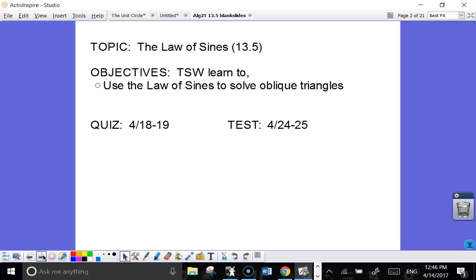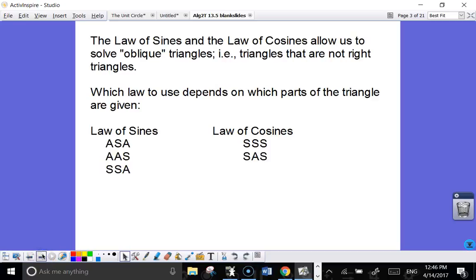So now we can do what's called the law of sines. Right? The law of sines. So there's two laws, right? The law of sines and the law of cosines. They're both used to solve oblique triangles. Oblique means it's not a right triangle.